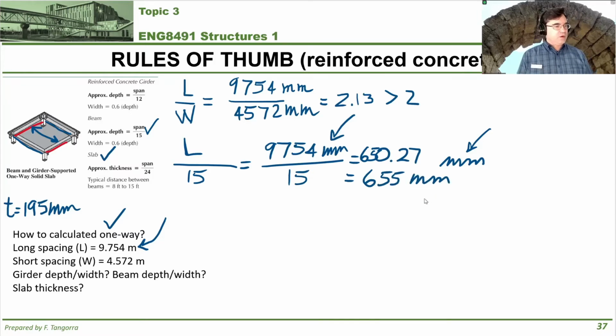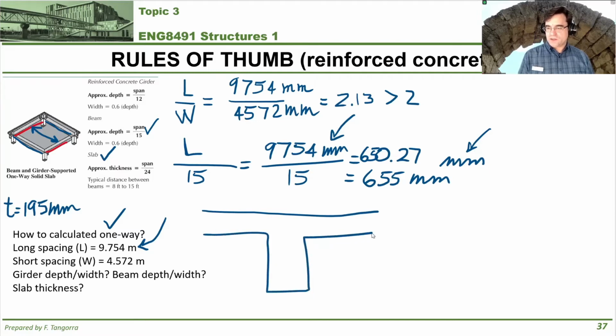Okay. Now, something that's important that I want to point out right now is this. Based on these rules of thumb, what I'm doing is I'm just sketching a section right through here for this beam and slab. Okay, so you can see our beam here and you can see our slab. This depth of 655, it is inclusive of the thickness of the slab right here.